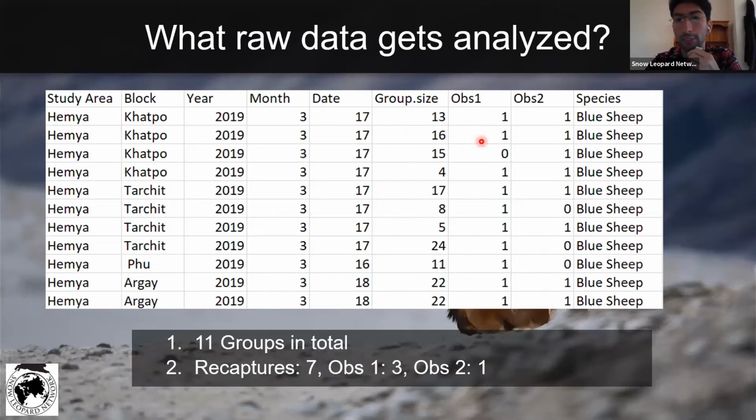So this first group, this group, this group here, this group here, this group here, and the last 2 are recaptures, whereas observer 1 sees 3 groups that observer 2 misses, as you can see from these 2 zeros, whereas observer 2 sees 1 group that observer 1 misses, as you can see from this 0. So we'll come back to this later, but I just wanted to use this opportunity to show what the data looks like, and these 3 columns is what we will analyze.